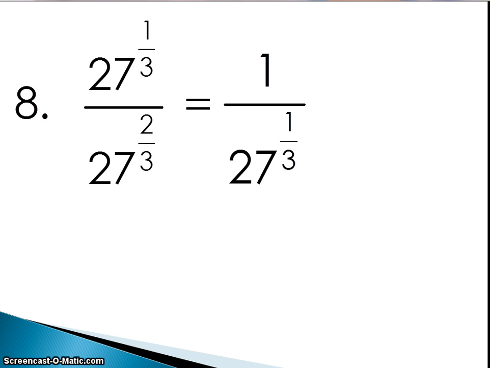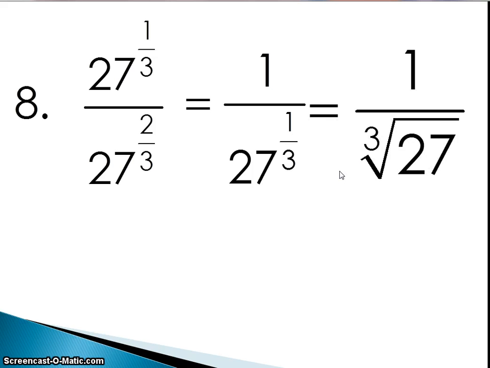Now I need to rewrite this. 27 to the 1/3 power can be written... Remember, superpower, roots in the ground. So that's really a cube root. Now expand the 27 and take 3 of a kind out.